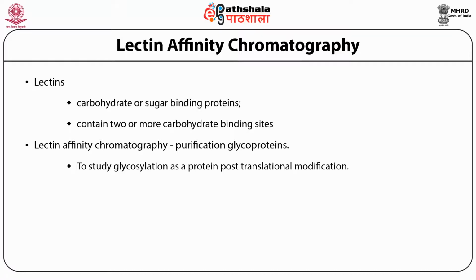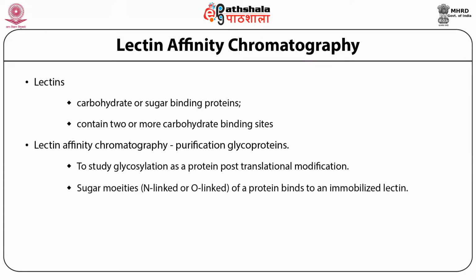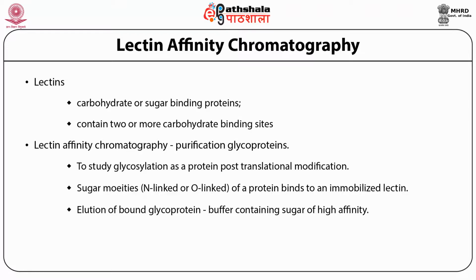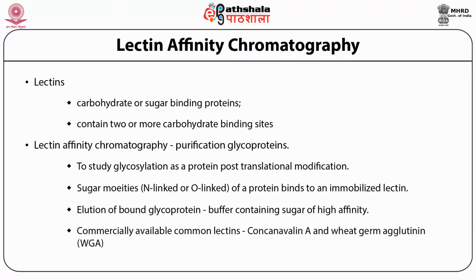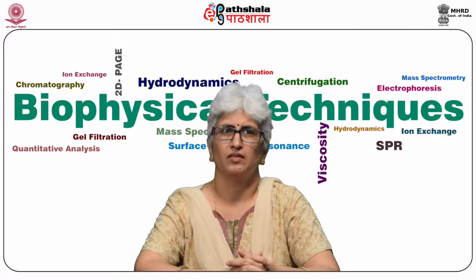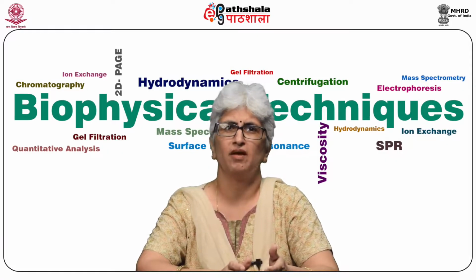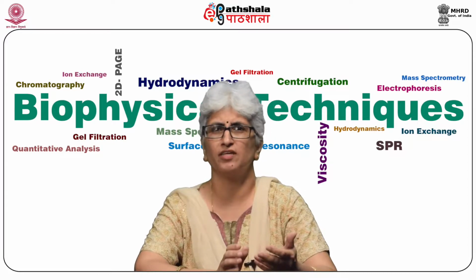In lectin affinity technique, sugar, which is N-linked or O-linked, attached to a protein binds to an immobilized lectin. The bound glycoprotein is then eluted using a buffer containing sugar of higher affinity. Several lectins are available commercially. Concanavalin A and wheat germ agglutinin (WGA) are widely applied lectins for purification of glycoproteins. Each type of affinity system has its own set of conditions and specific challenges.